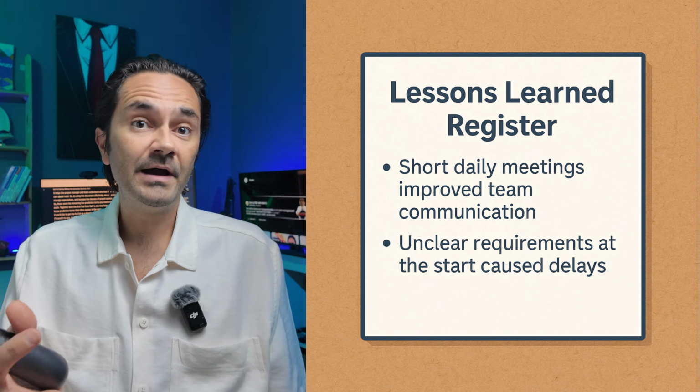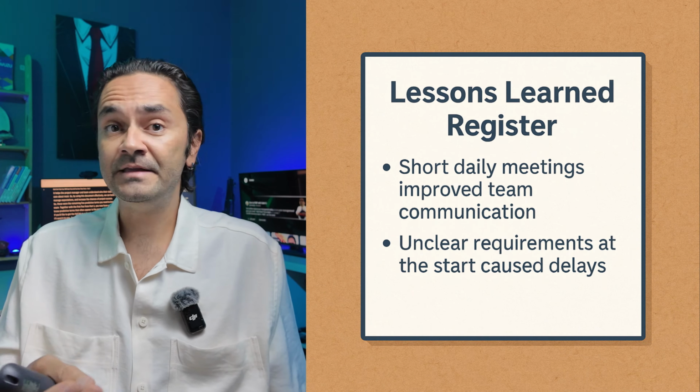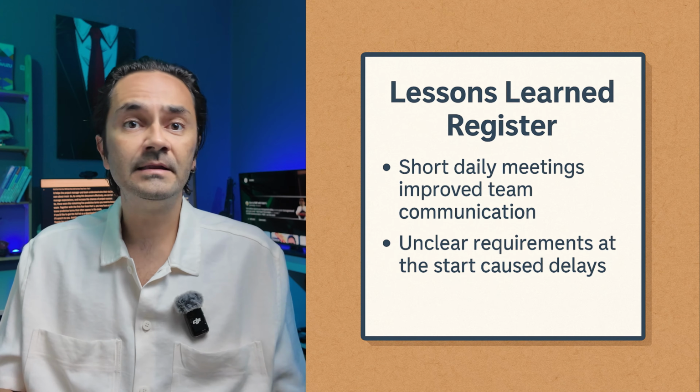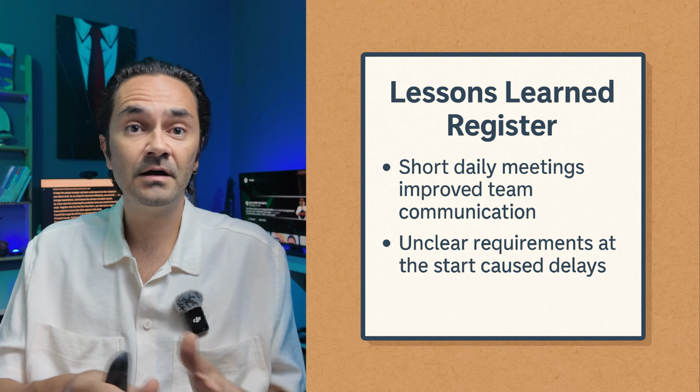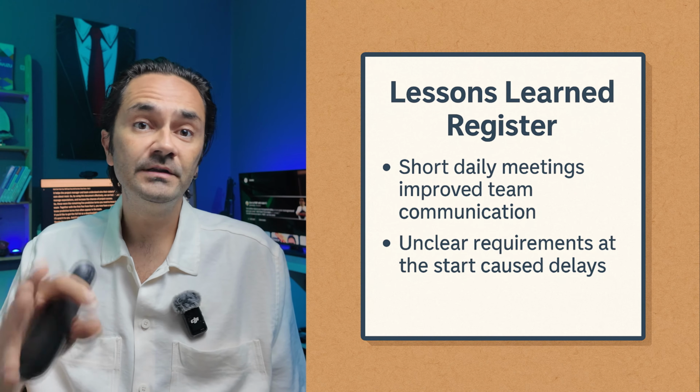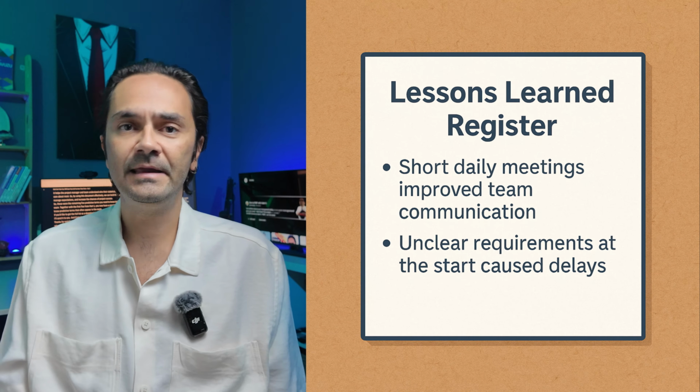We record things like what went well, what didn't, and what we can do better next time. Therefore, it helps the team and future projects avoid making the same mistakes and repeat what worked well. For instance, we might note that short daily meetings help the team communicate better, or we might record that unclear requirements at the start cause delays. So future projects should make sure the requirements are clear from the beginning.